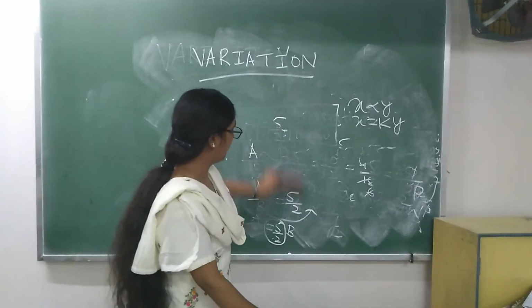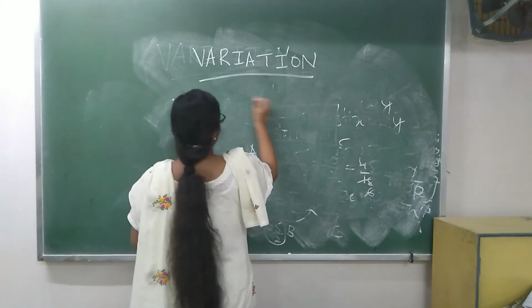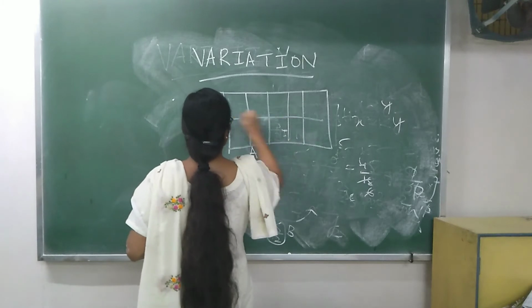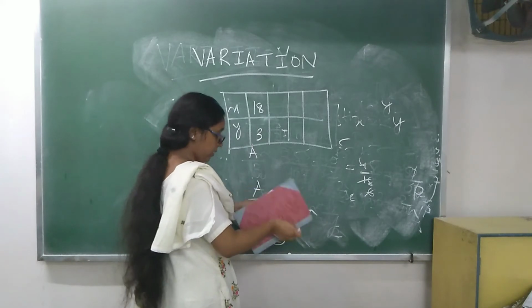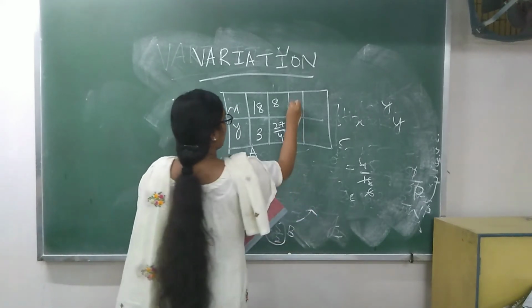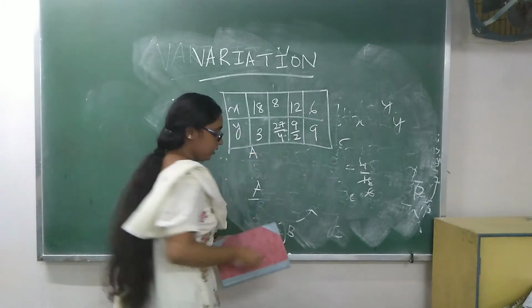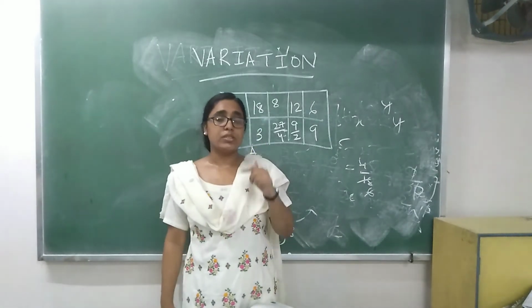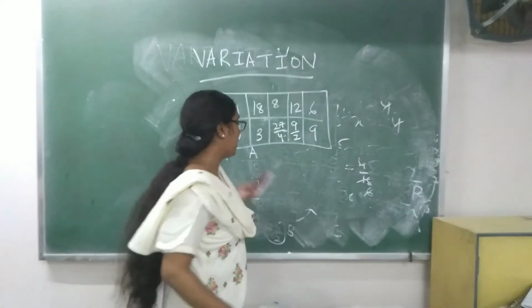So it's very simple. First of all, you will make the box which is given to you. X, y, 18/3, 8, 27/4, 12, 9/2, 6, 9. Okay. Now, in the last one, I told you to divide A by B. But in this one, if you do like this, you will not get your relationship. I am telling you why.